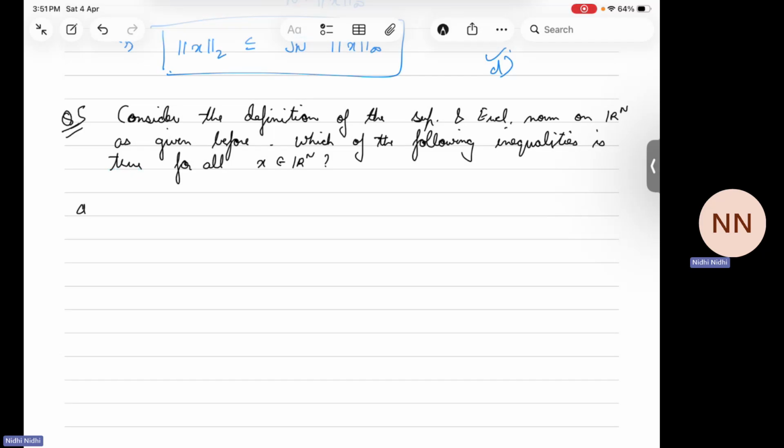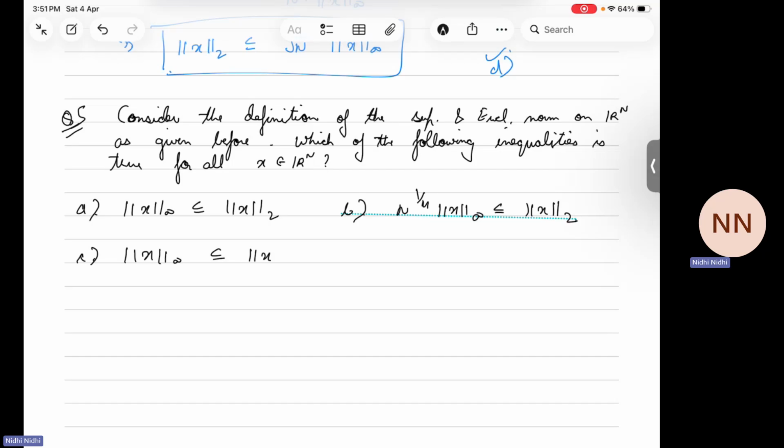And the inequalities are as follows. Sup norm is less than or equal to the Euclidean norm. Sup norm is less than or equal to n to the power 1 by 4 times the Euclidean norm. Sup norm is less than or equal to the Euclidean norm by n, or none of these.